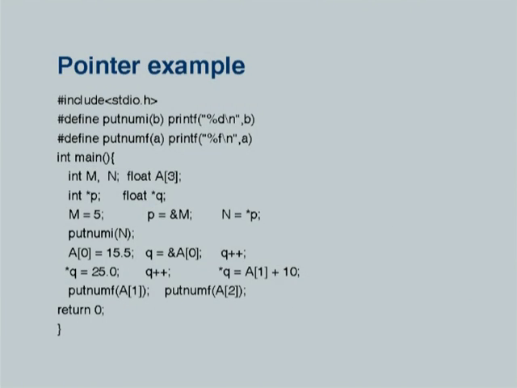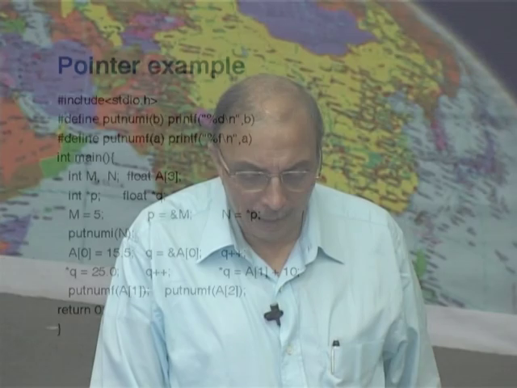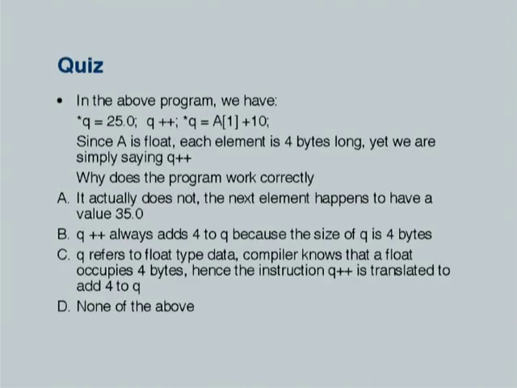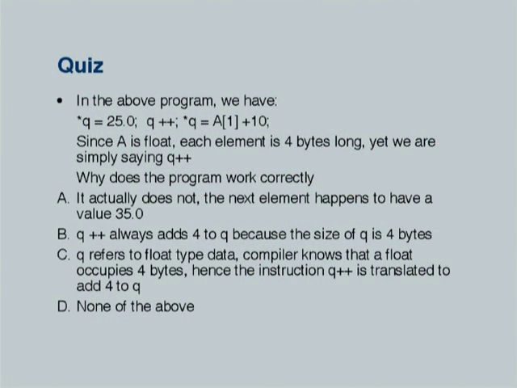However, the doubt that we have is that we are saying Q++ here. Is that the correct statement? So the quiz is about that. I am now displaying the quiz question here. In the above program, we have *Q equal to 25, Q++, and *Q equal to A1 plus 10. Since A is float, each element is 4 bytes long, yet we are simply saying Q++. Our understanding of the ++ operator is that it adds 1 to the contents. So Q++ should be advancing the value of Q by 1. Why does then the program work correctly?